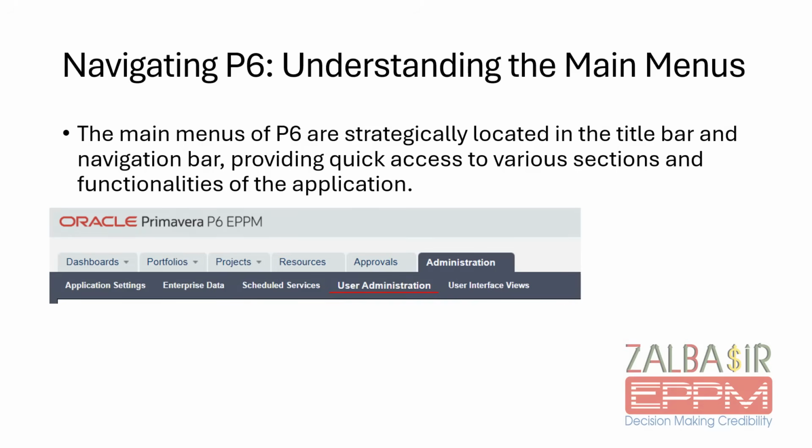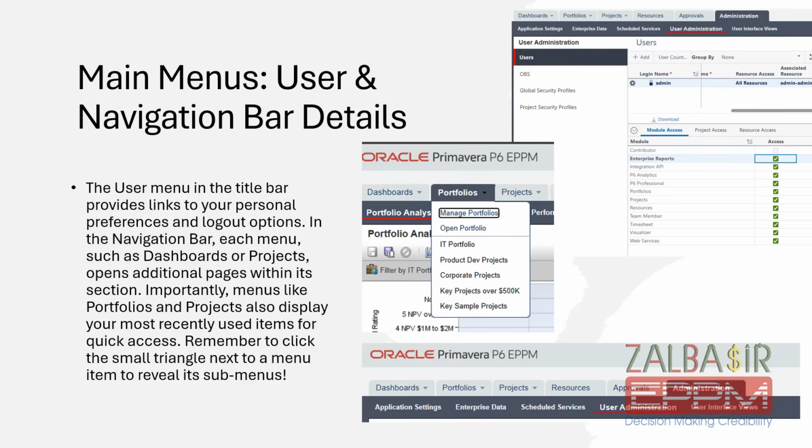The main menus of P6 are strategically located in the title bar and navigation bar, providing quick access to various sections and functionalities of the application. Main menus. User and navigation bar details. The user menu in the title bar provides links to your personal preferences and logout options. In the navigation bar, each menu, such as dashboards or projects, opens additional pages within its section. Importantly, menus like portfolios and projects also display your most recently used items for quick access.